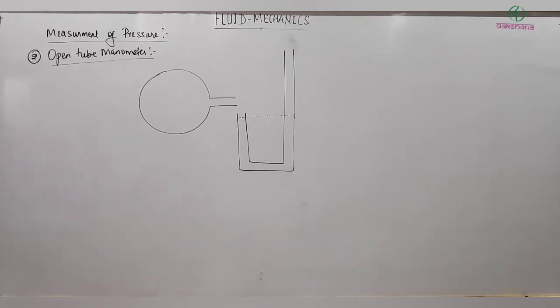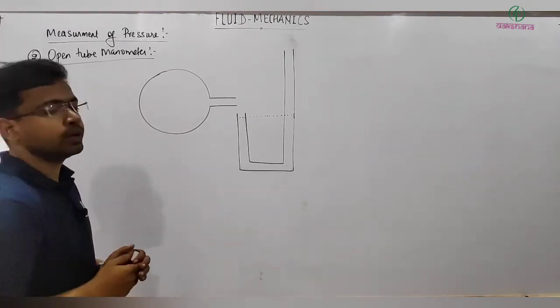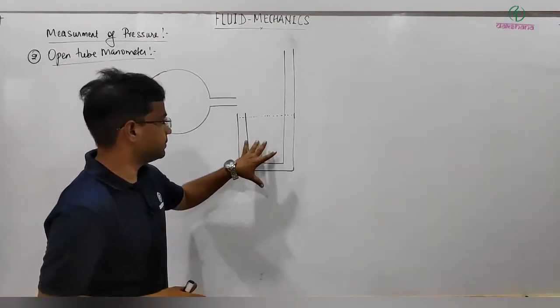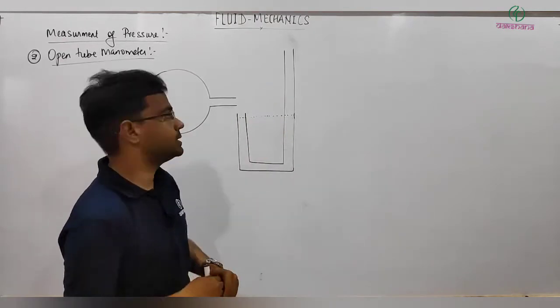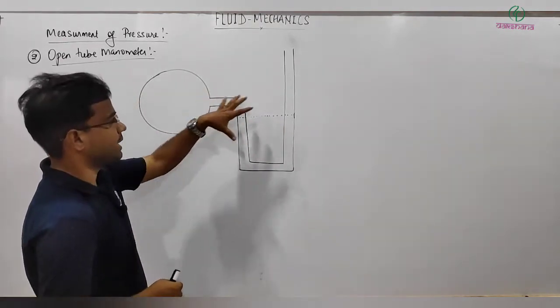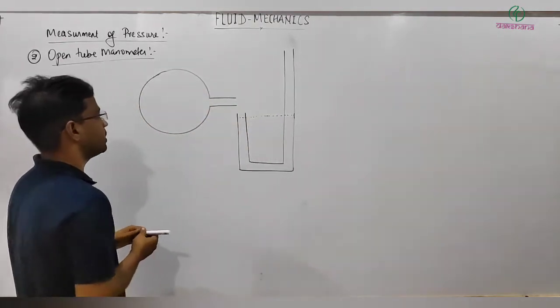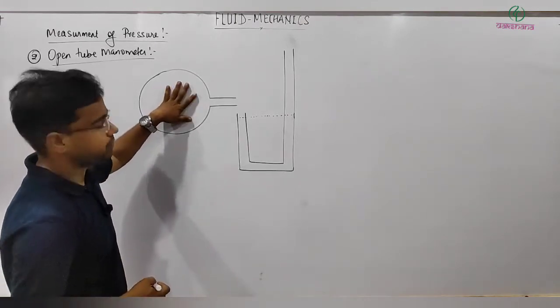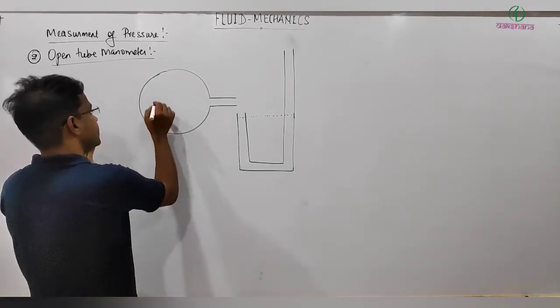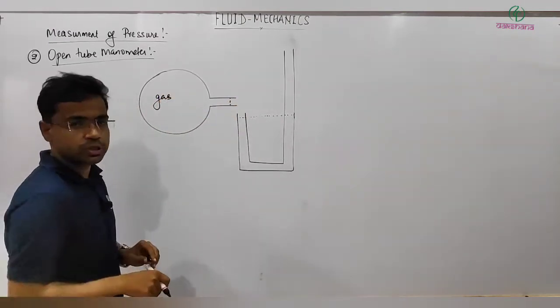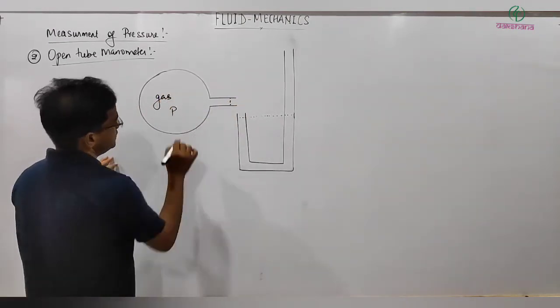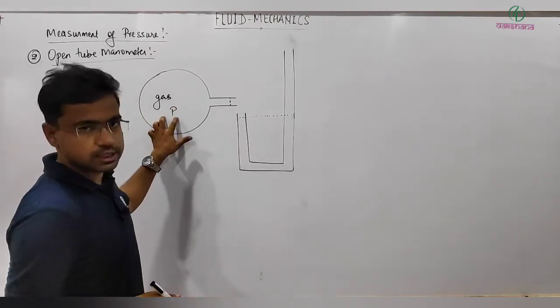Okay, so next is the open tube manometer. Here the setup looks like this. We have one tube like this. Normally one arm is taken as longer, or you can have both the same, that's also no problem. Another is the container. Some gas is filled in this container, and we want to measure its pressure. So let's say initially it is closed, so the pressure of this container is P, and we want to measure it.